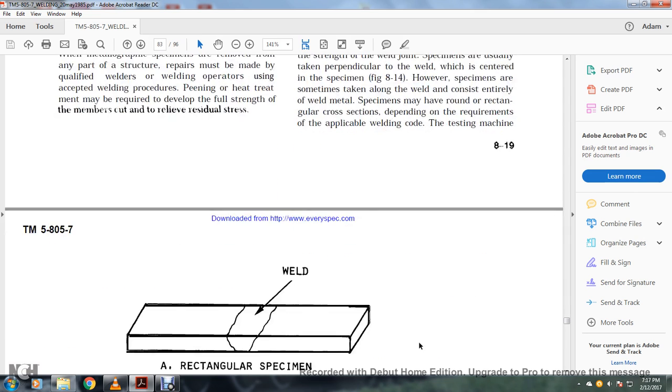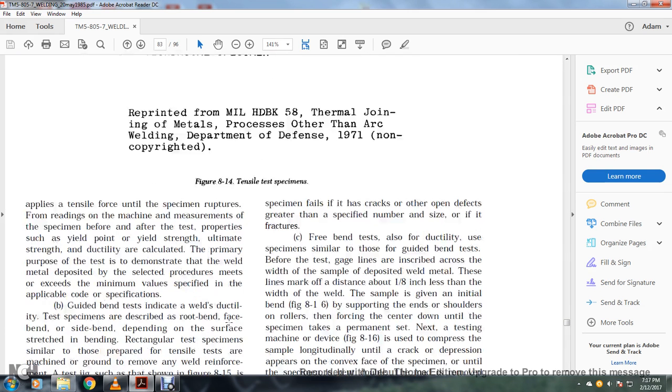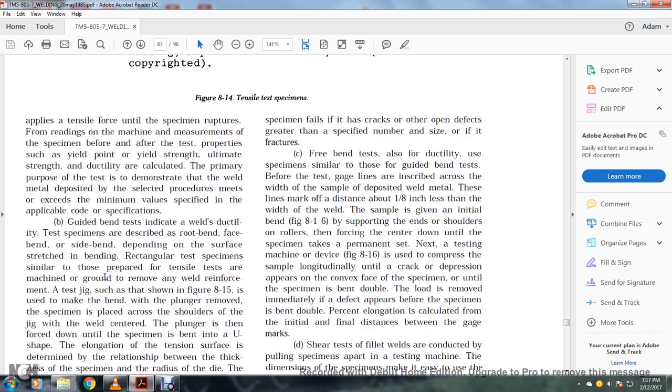The testing machine. A shows the rectangular specimen, and B shows a cylindrical specimen. The machine applies tensile force until the specimen ruptures, and the specimen is measured before and after the test. Properties such as the yield point, yield strength, ultimate strength, and ductility are calculated. The primary purpose of the test is to demonstrate that the weld deposited for the selected procedure meets or exceeds the minimum values specified in the applicable code or specification.